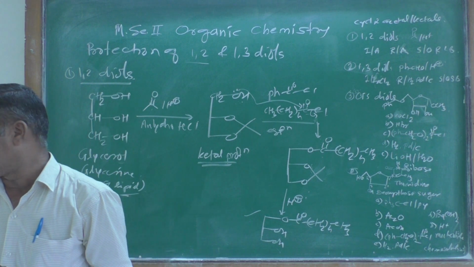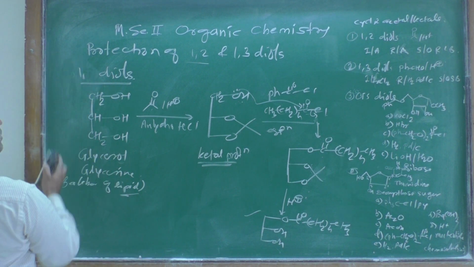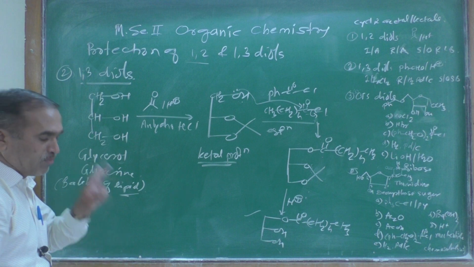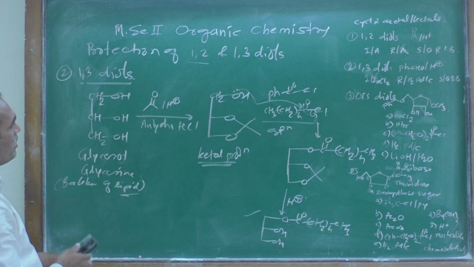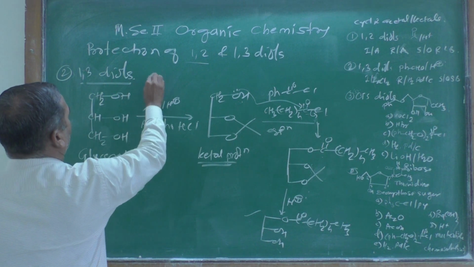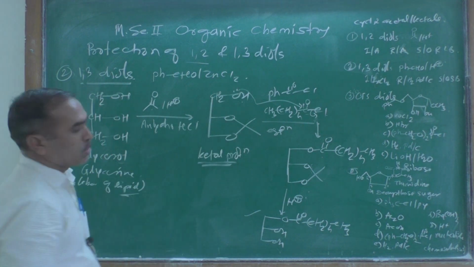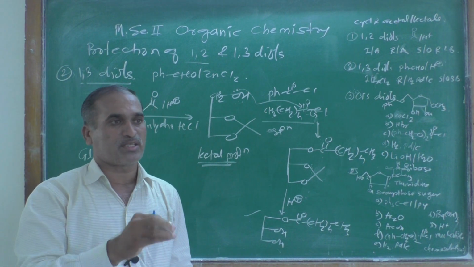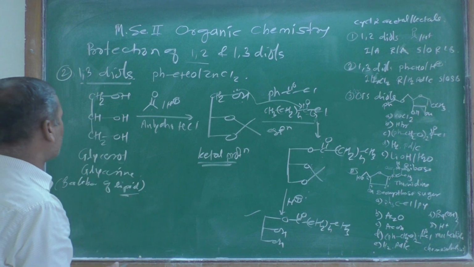Now let us move on to the next one. The next one is a 1,3-diol. The second point we are going to learn here is 1,3-diols. In this case, what is the reagent which can protect the diol? So here generally PhCHO in presence of zinc chloride, right? Zinc chloride is a Lewis acid, and in presence of Lewis acid we can introduce the benzaldehyde into such type of compound.